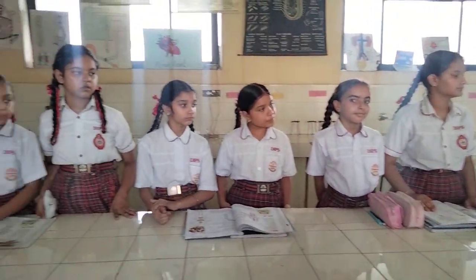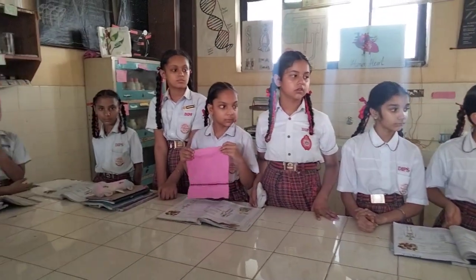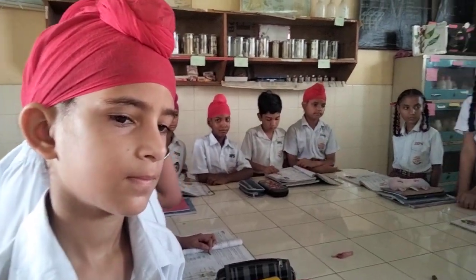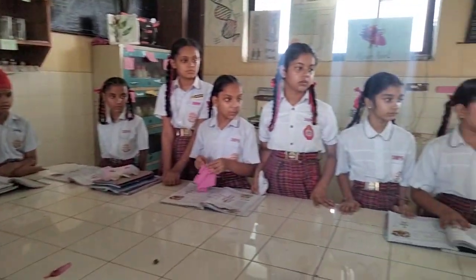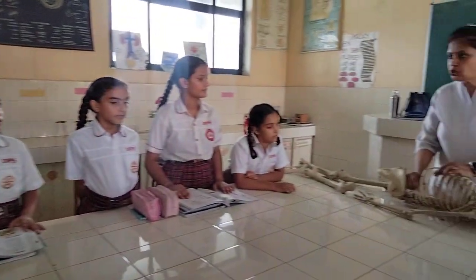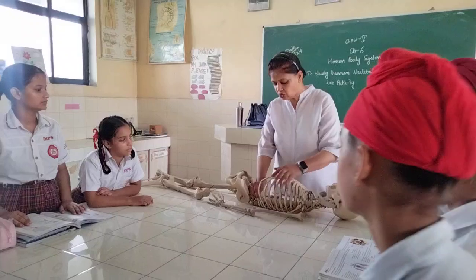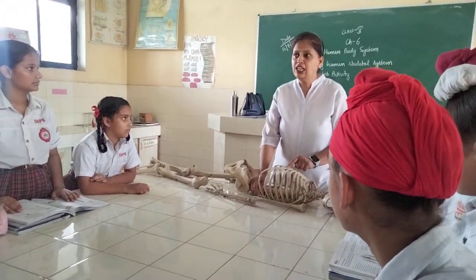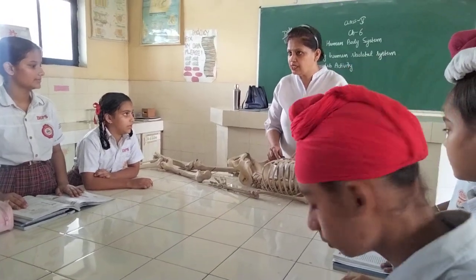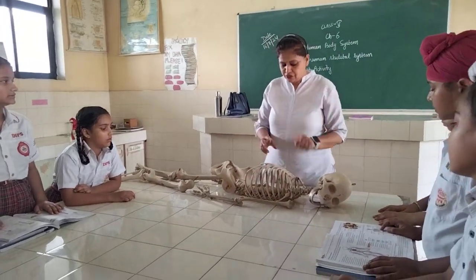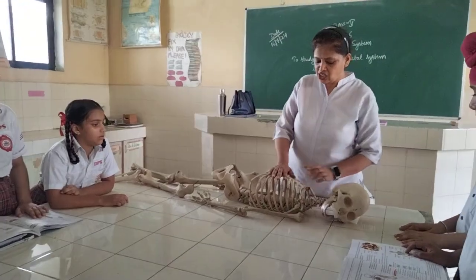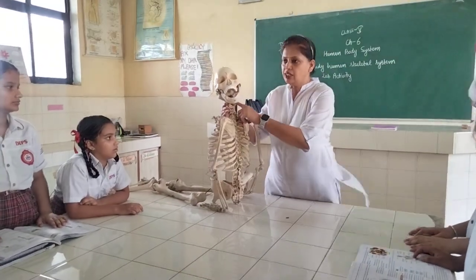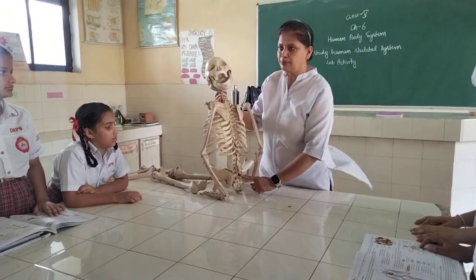Because these last two ribs are not connected to the sternum, as you see here in the skeletal system. This is the pair of last two ribs that are not connected to the sternum, and that's why we call them floating ribs. After this rib cage, we have one more very important part, the vertebral column.